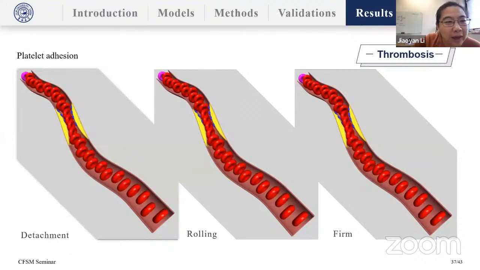So are those platelets just a kind of single particle? It's about 200 particles. 200 particles. Okay, I see.